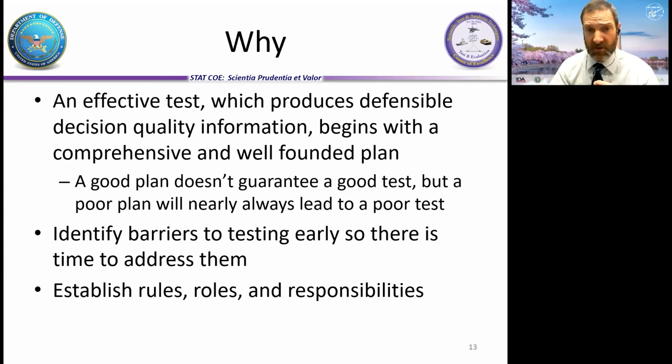Some other things that this is good for: identify barriers to testing early on, so there's time to identify and address them. How are you going to mitigate them, or at least get visibility of them up the chain of command? And then establish rules, roles, and responsibilities within that test team. That will make things flow a little bit smoother later on. There's not as much confusion on who's responsible for what.